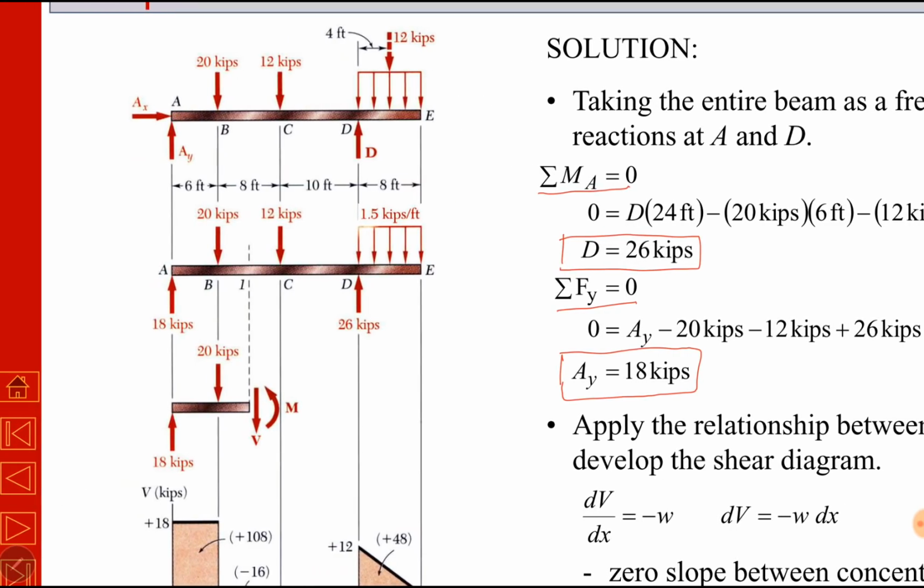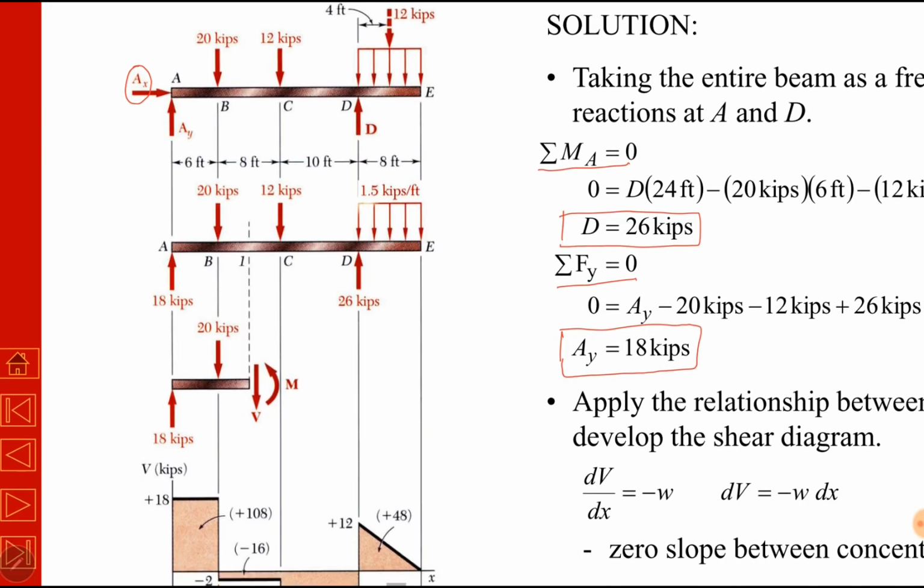Once we have reactions at A and D, this reaction AX will be 0 because there is no other force in X direction. So summation of forces in X direction is equal to 0, so AX will be 0. And we do not need longitudinal forces in beams. We only need transverse forces for these calculations, shear force and bending moments.